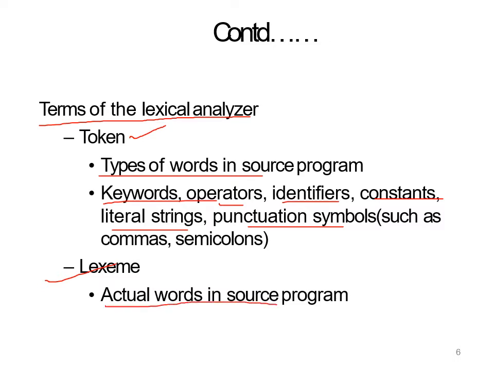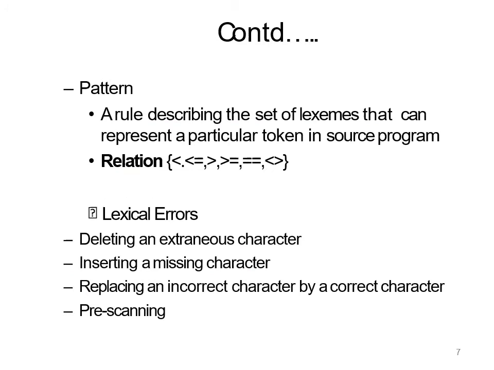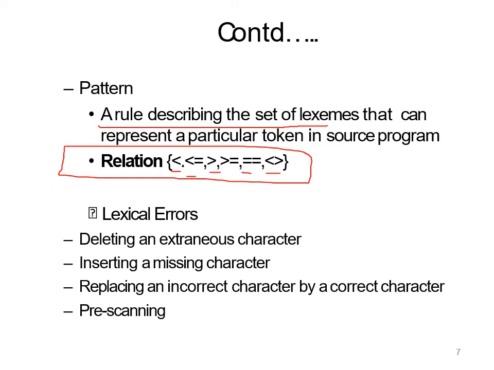The next word is lexeme. A lexeme is basically a sequence of characters, nothing else. Once a lexeme is built, it goes to a pattern and is then finally converted into a token. Basically, a pattern is a rule that describes a set of lexemes. Greater than or equal to, less than or equal to, not equal to: these are the relations that we see in daily life. So these are the patterns.